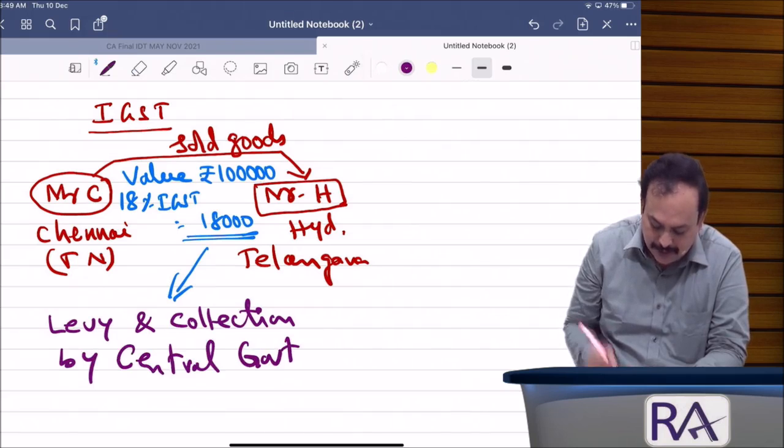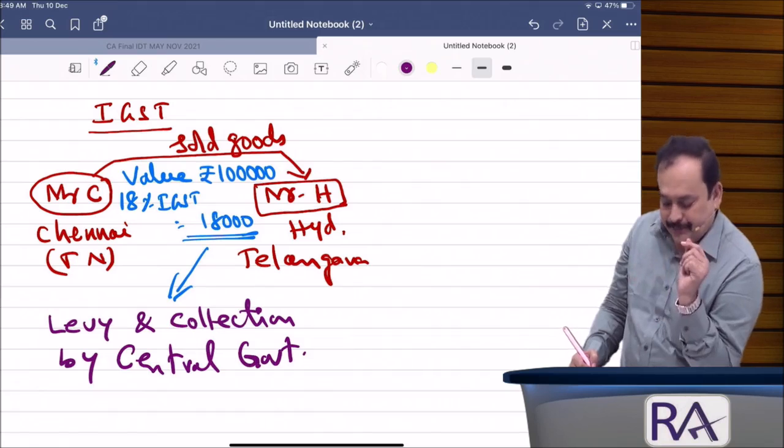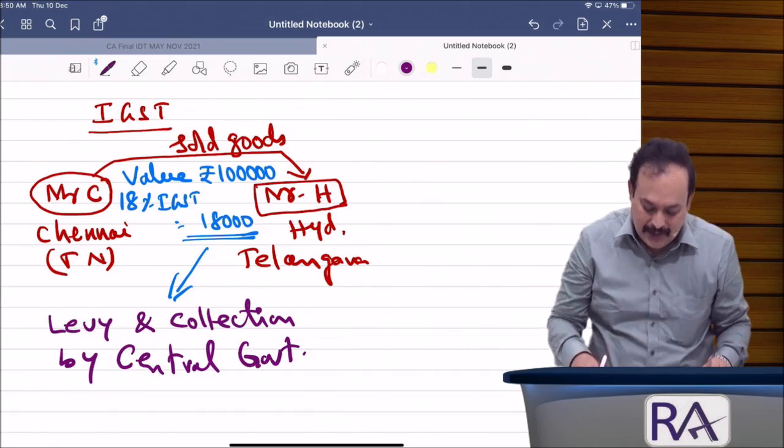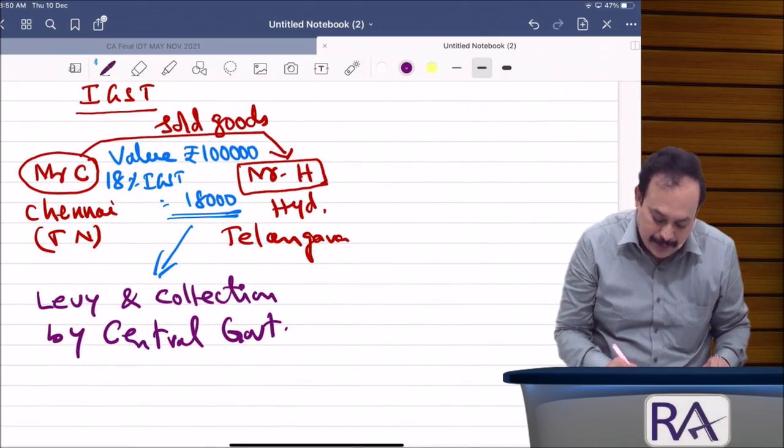Central government. Up to this, no doubt. Am I right or not? I never said revenue to central government. Be careful. This transaction took place here. Fine. Further, what happened, my dear sir?